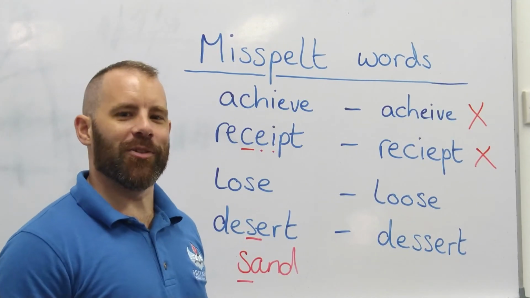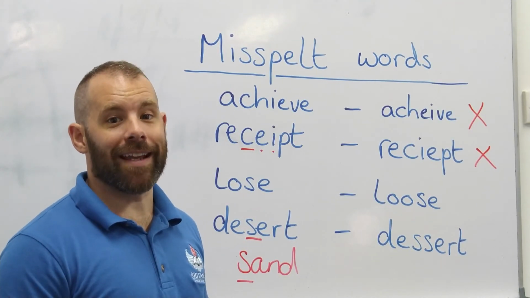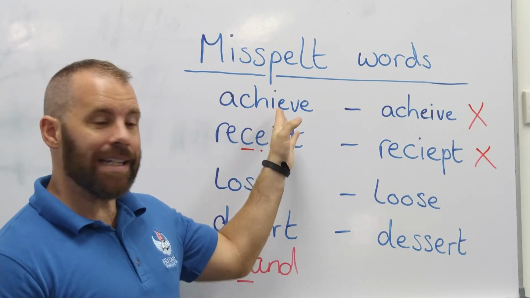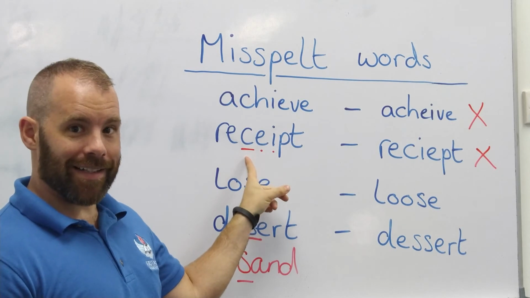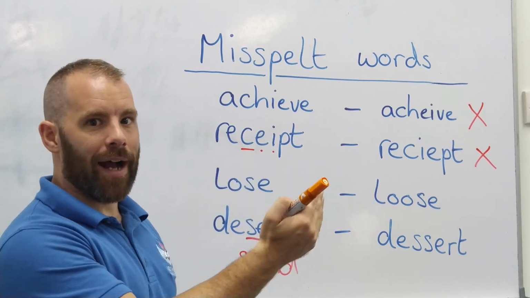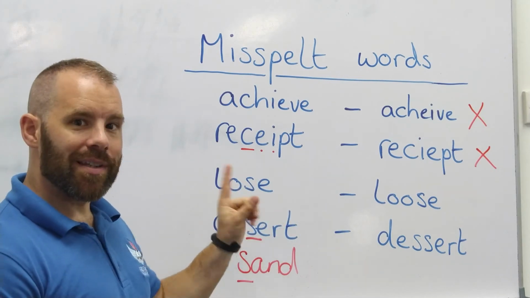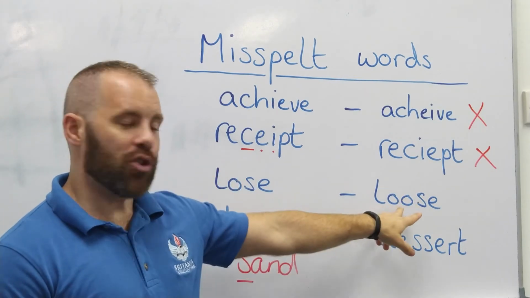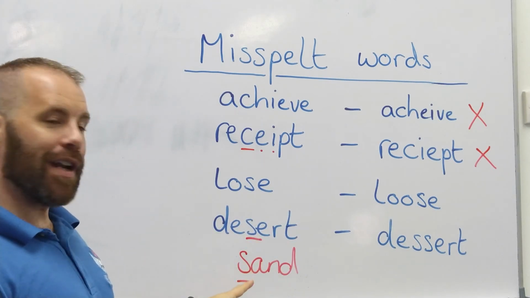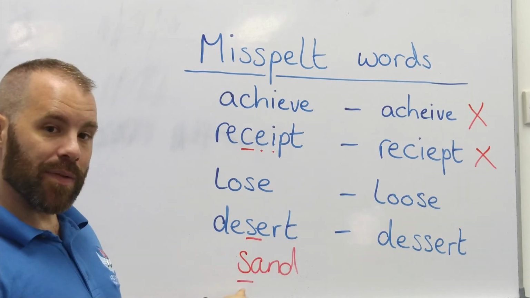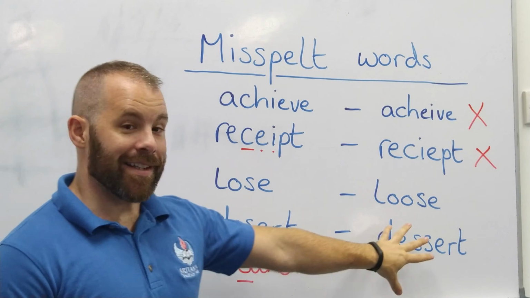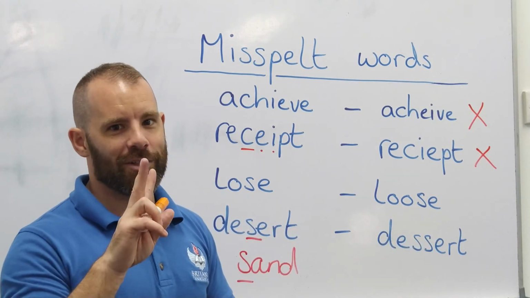To conclude today's tutorial, I will finish by giving my hints again for these words. As I said, it is I before E, except after the letter C. If you have the letter C, you are then going to put E before I. When it comes to lose, it just needs one O, not two, which is loose, as in to untie your shoes. And again, to finish off, desert has lots of sand. Sand has one S, desert has one S, whereas dessert, my favourite, has the two.